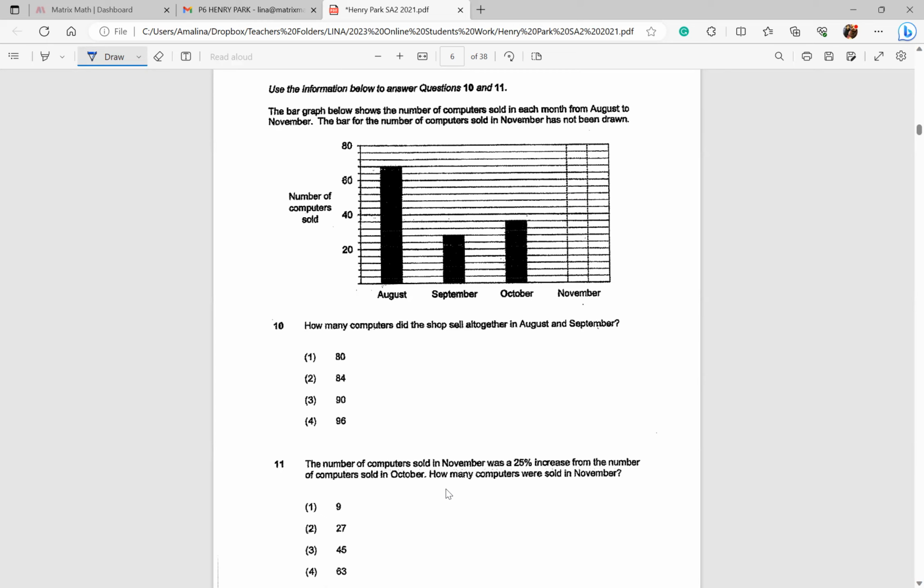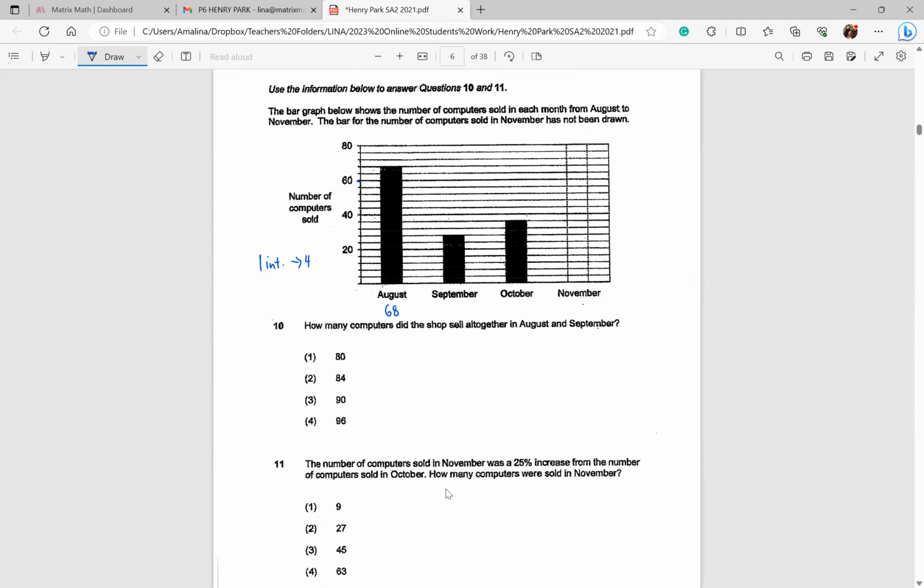Now, question 10, how many computers did the shop sell altogether in August and September? So let's try to find the computers for each of the months first. So for August, okay, now before that, please remember to look at your gaps or intervals. So I have 5 intervals over here, and there's 20 computers, which means that each of these gaps, your 1 interval, is actually 4. Okay, so for August, it's actually 2 lines above your 60, which means that there's 68 for August.